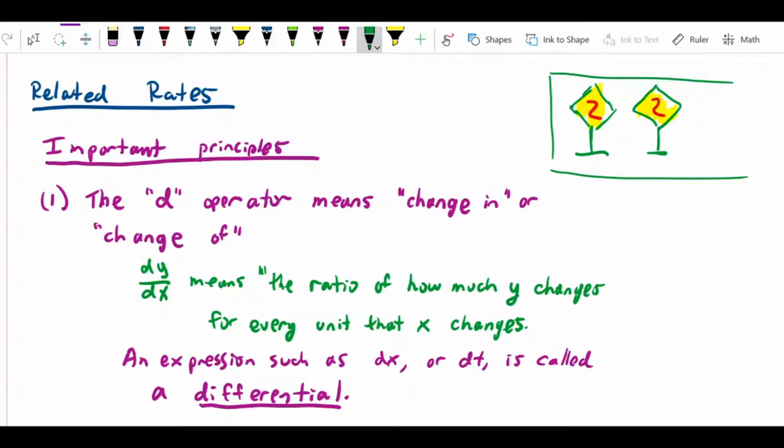As I've written here, dy over dx really means the ratio of how much y changes for every unit x changes. Although we refer to this expression dy over dx as the derivative of y with respect to x, each of the individual terms, the dy and the dx, has its own name, and that name is differential. Each of them is called a differential. We'll get to the importance of that in the next section, but these are independent objects.